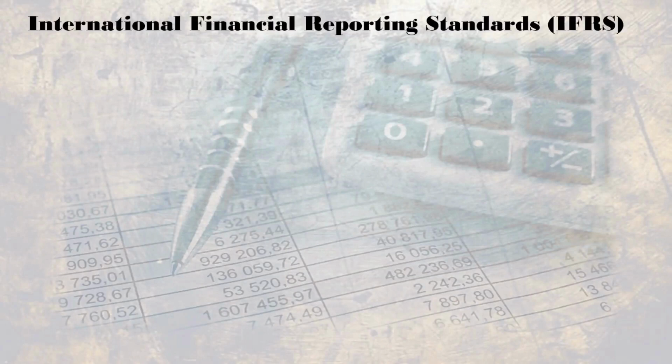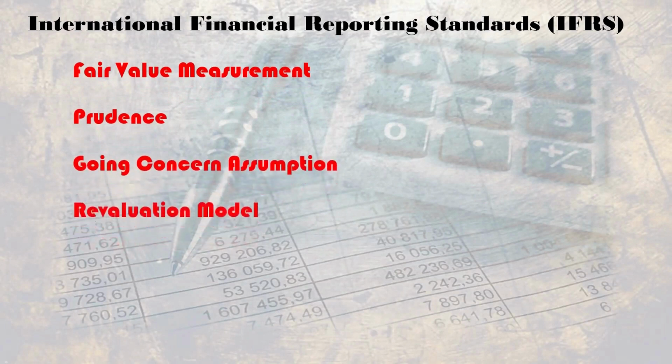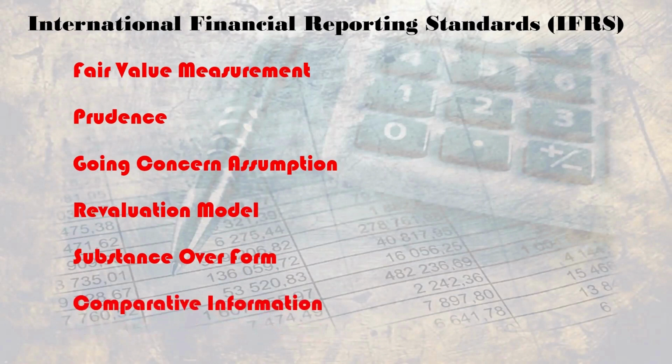IFRS, International Financial Reporting Standards. In these principles, we have six principles. The first one, fair value measurement. Second one, prudence. Third one, going concern assumption. Fourth one, revaluation model. Fifth one, substance over form. Sixth one, comparative information. From these six principles, we can identify how the financial reporting standards work.